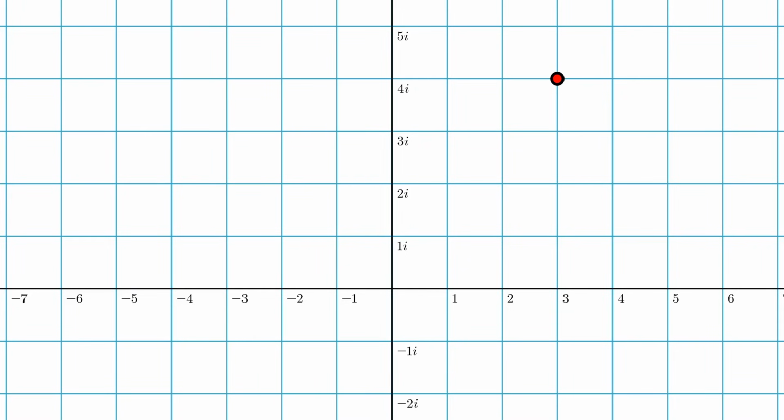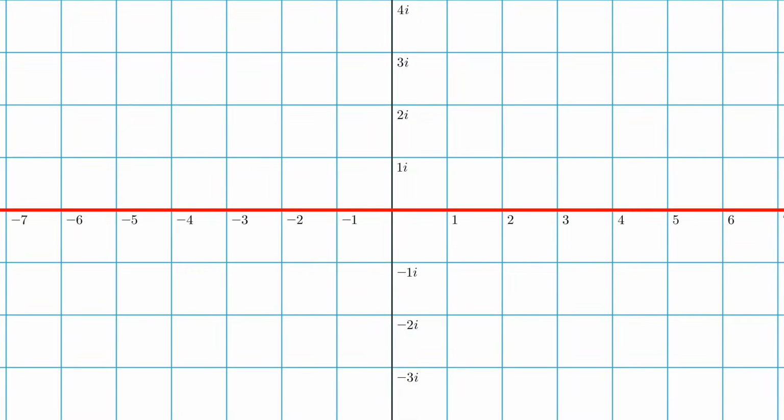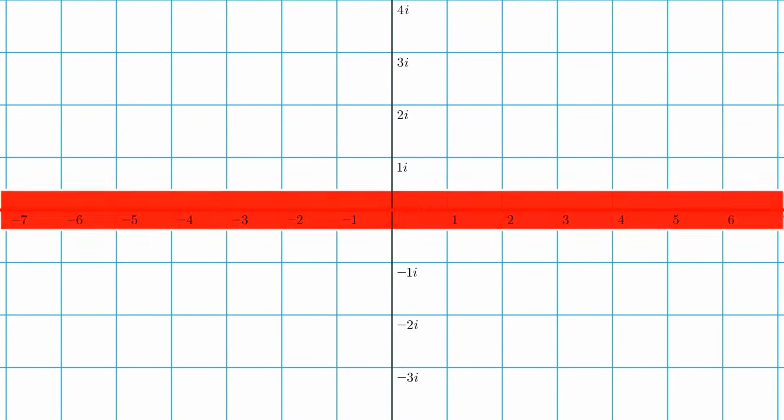The task before us is to take a function like sine of x, or tangent of x, or e to the x, that is defined on some portion of the real line, and figure out a way to meaningfully evaluate it off of the real line.